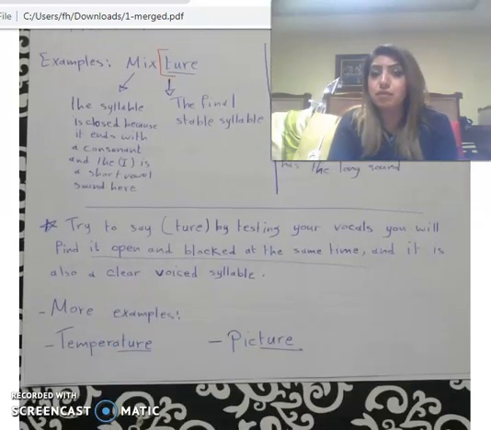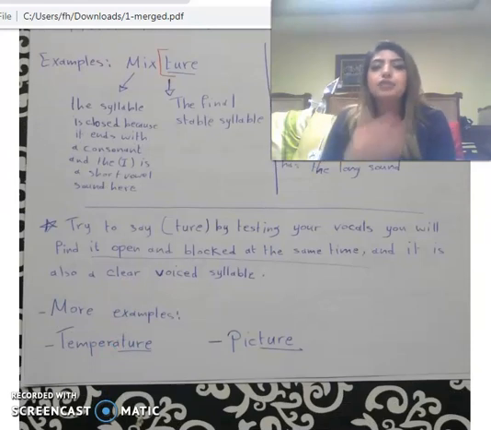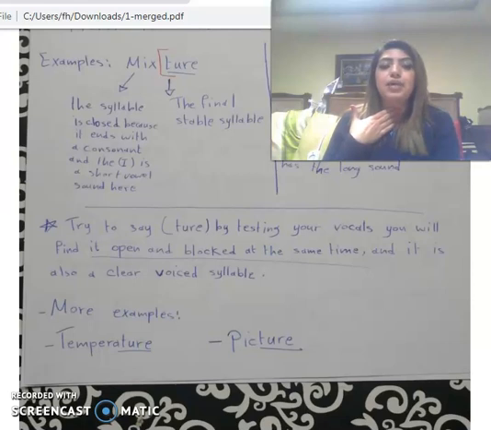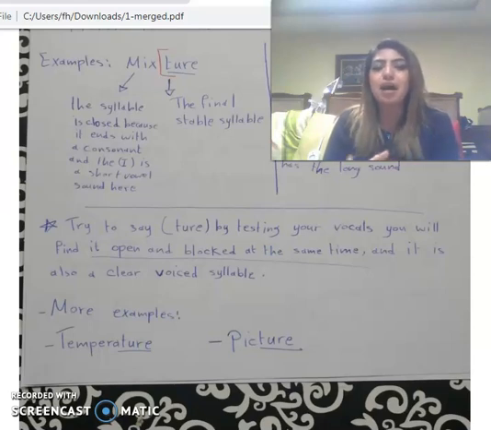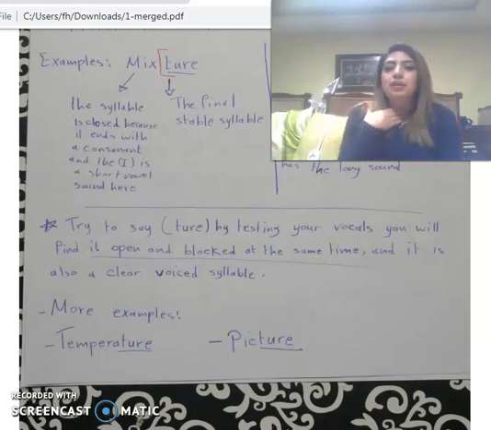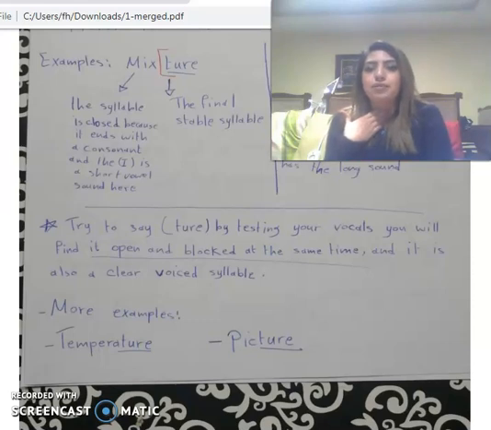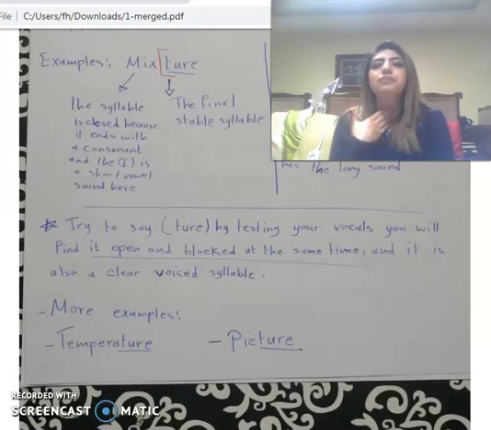Now let's test our vocals. So try to say ch, as we learned in our classes. Testing your vocals, you will find it open and blocked at the same time. So it's ch, ch. And what you feel also is real. The letters are clear, so it is also a clear voiced syllable. Try to say it, ch.